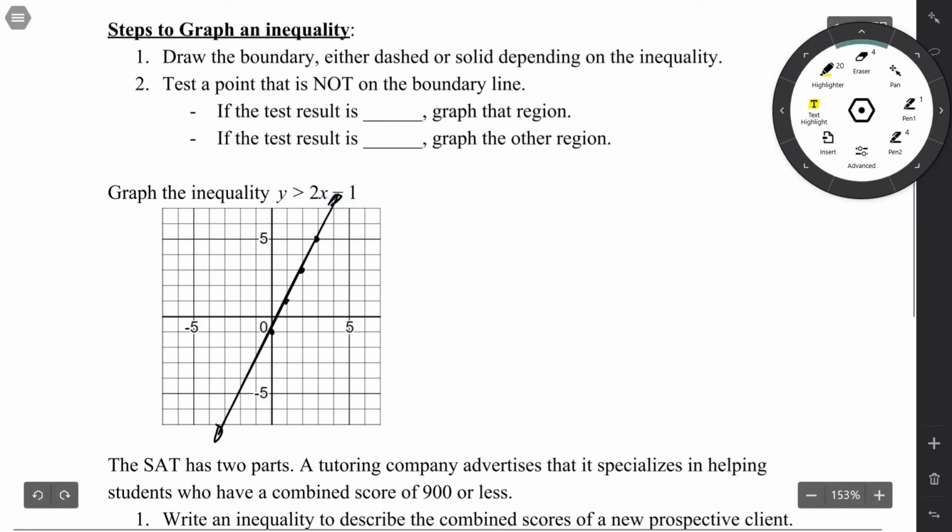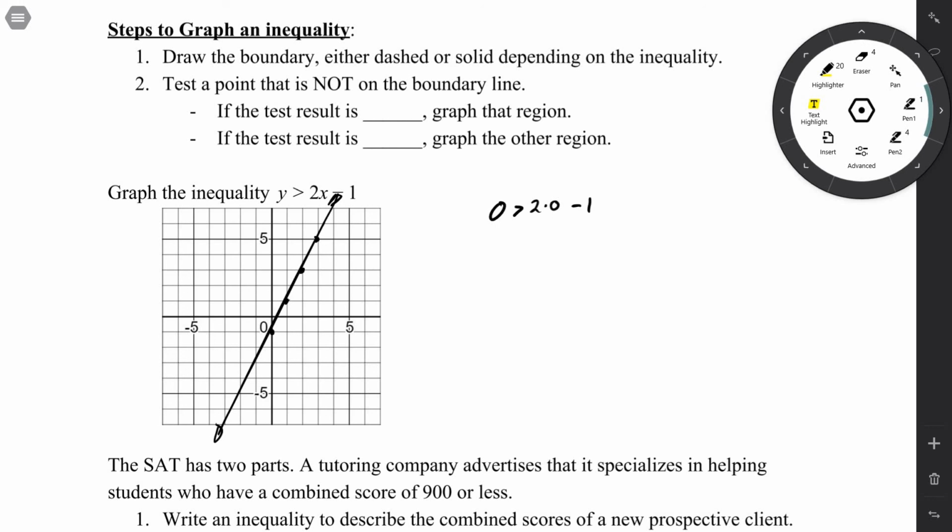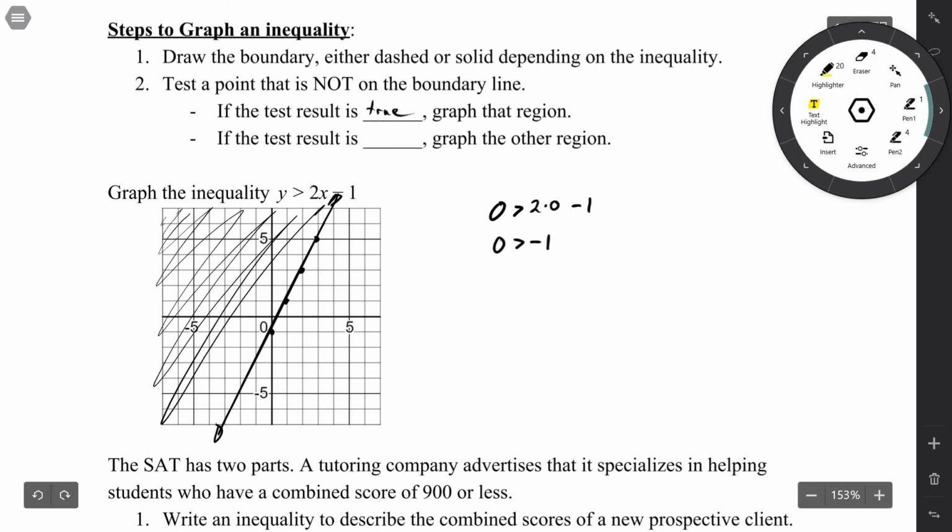Now we need to test a point that is not on the boundary line. I'm going to just go with the origin here. It's not quite on the border line. It's close, but it's not right there. So we will try that one. So 0, 0. So is 0 less than 2 times 0, which is just 0, minus 1? 2 times 0 is 0. So really we have 0 is greater than negative 1. And that checks out. If the result is true, which in this case it is, graph that region. So we would shade this whole side in.